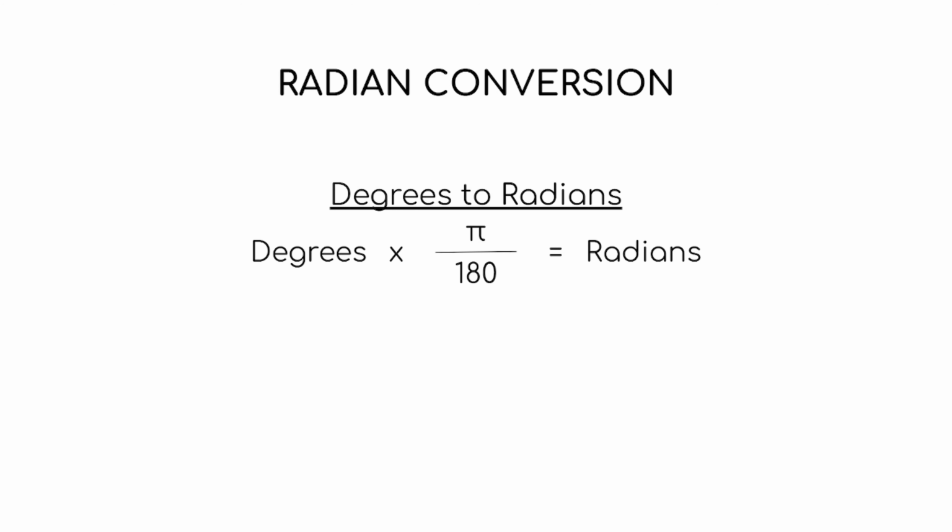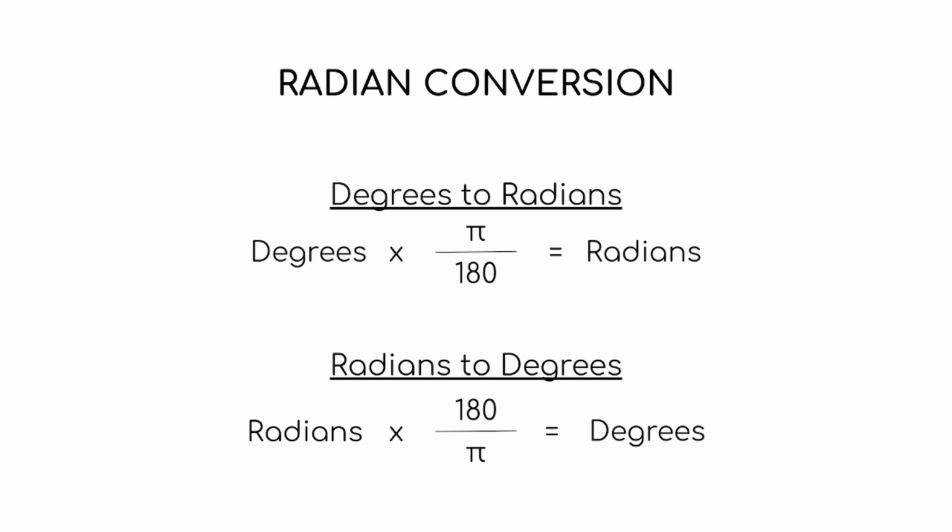Lastly, we have radian conversion. Now I'm pretty sure this is on the bottom of the reference sheet where it says that 2 pi radians is equal to 360 degrees. But this is also an equation that you can use to convert. So to convert from degrees to radians, you're going to multiply your degrees by pi over 180. And to convert radians to degrees, you're going to multiply your radians by 180 over pi. So if you notice, all that changes is that the pi and the 180 are just swapped.